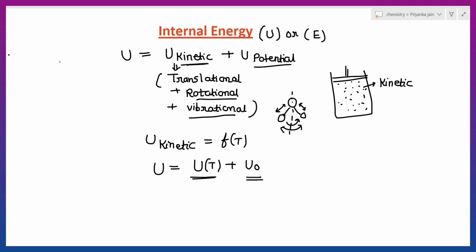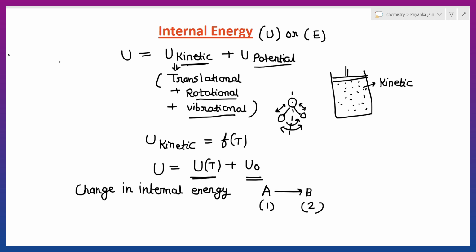One more thing you should know, that the absolute value of the internal energy we cannot find out because the particles are moving. The translational, rotational, vibrational energy is continuously changing, so the absolute value of internal energy cannot be found out. So we see the change in the internal energy. Suppose a system is changing from state A to state B, or we can call state 1 to state 2. Then in this process the internal energy will change, so we can find out this change in the internal energy. And you should note that internal energy is a state function. State function means its value depends only upon state 1 and state 2. It does not depend upon the path from which the process is happening.